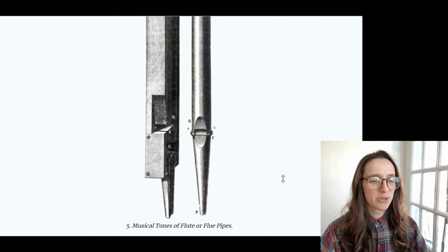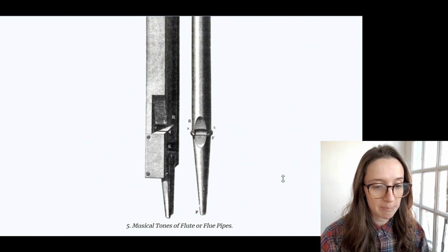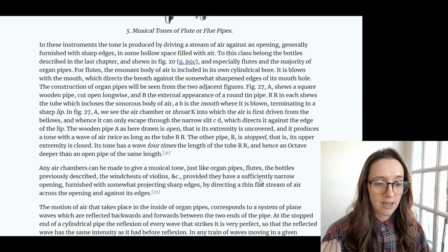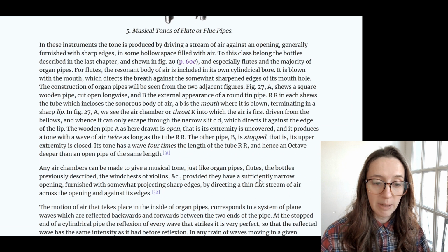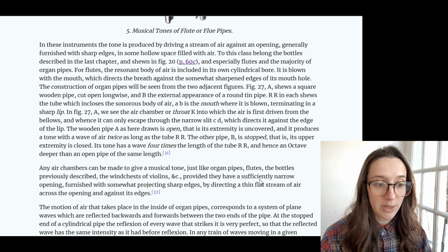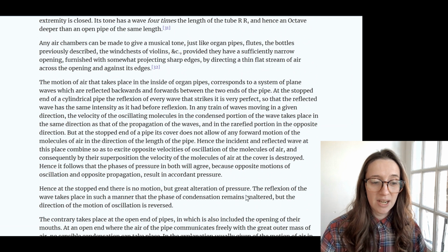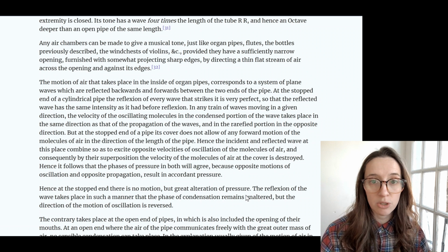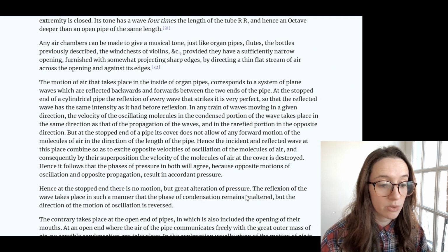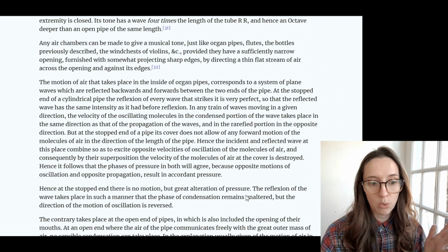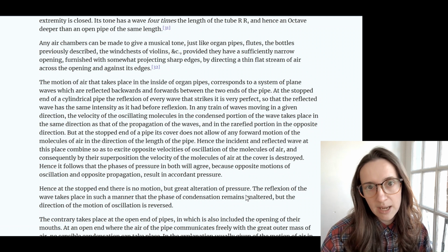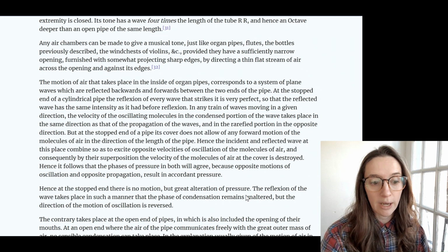All right, moving on to the musical tones of flutes or flute pipes. In these instruments, the tone is produced by driving a stream of air against an opening, generally furnished with sharp edges, in some hollow space filled with air. The motion of the air that takes place in the inside of organ pipes corresponds to a system of plane waves which are reflected backwards and forwards between the two ends of the pipe, which means that tones of wavelength double, triple, quadruple, and so on, the prime of that, are reinforced. So that's the same harmonic series of the upper partials of a string.